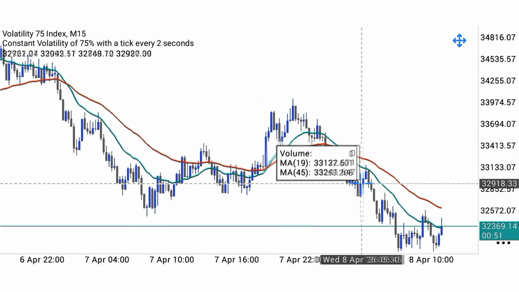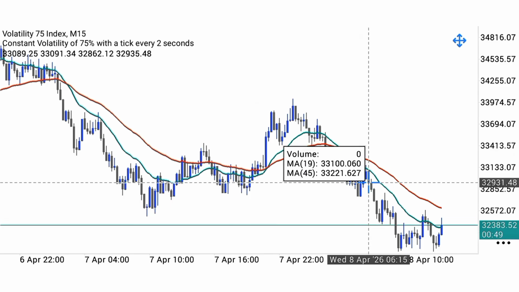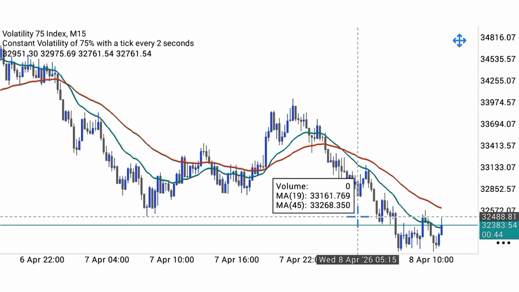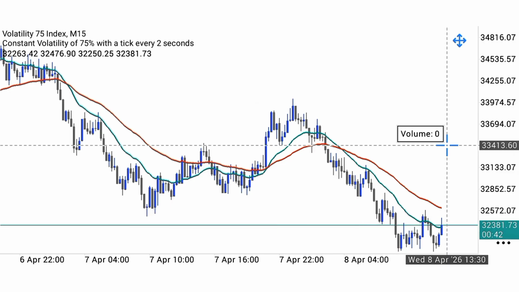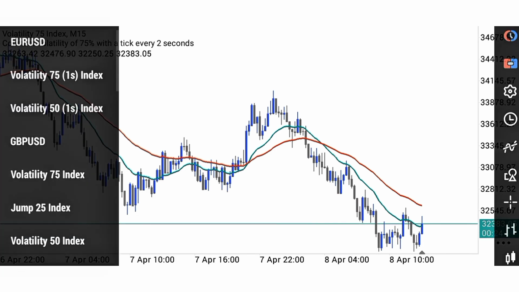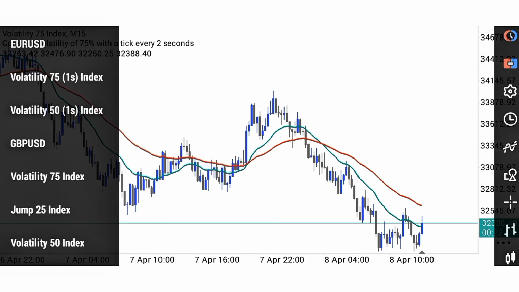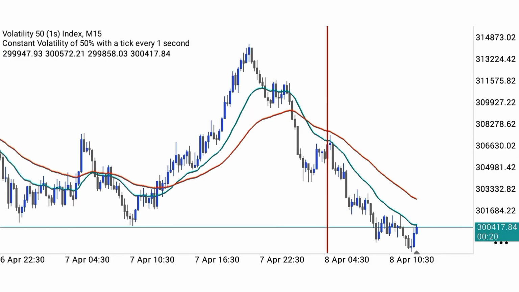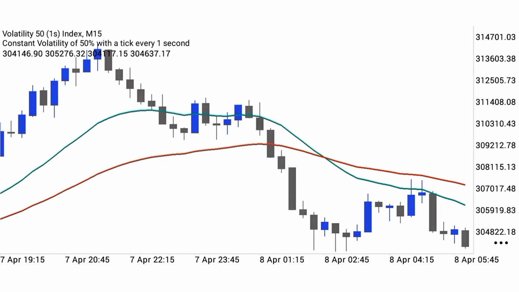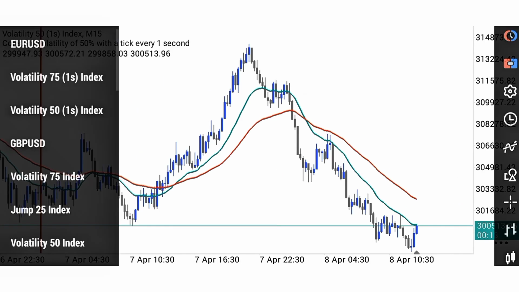Once you see the engulfing candle, you enter your trade, then you place your take profit target below here. So that's how you take these trades, and it's very, very simple. Now let me show you another trade today on volatility 51s. So look at this particular one here. So I took this trade also.